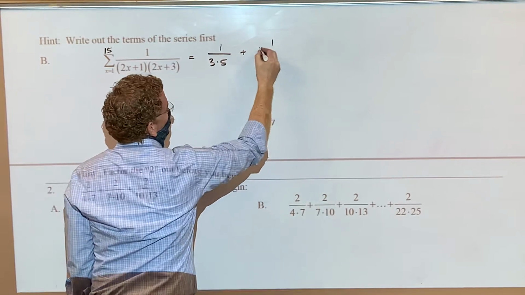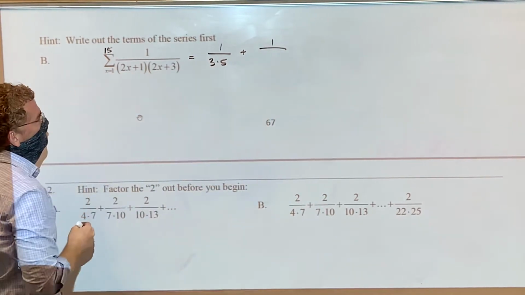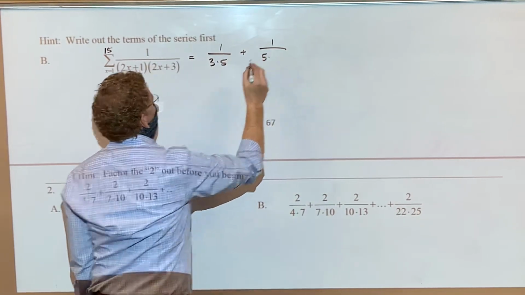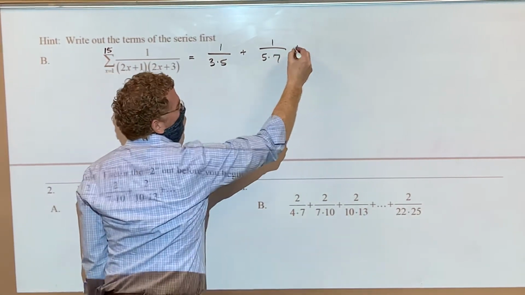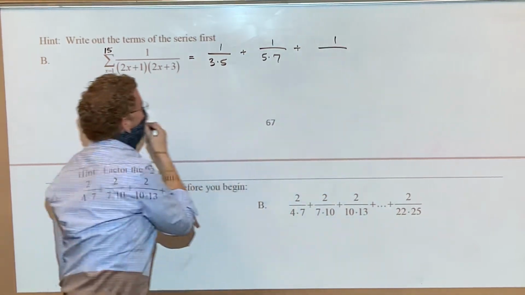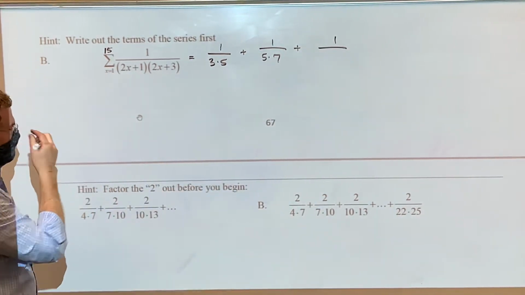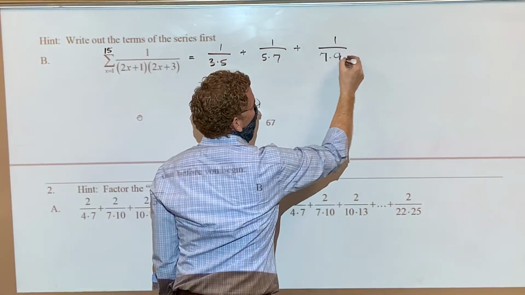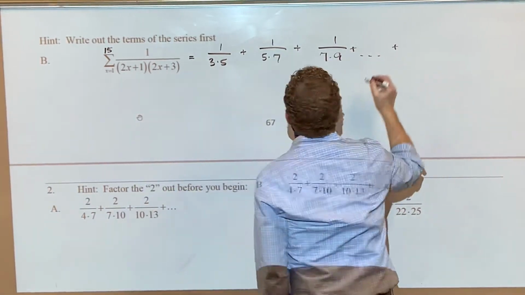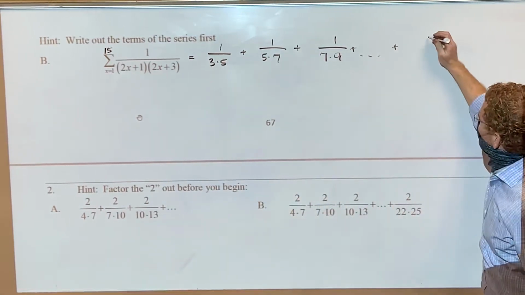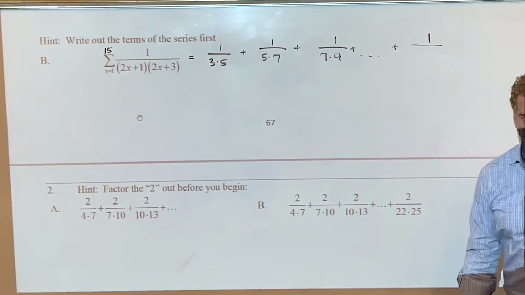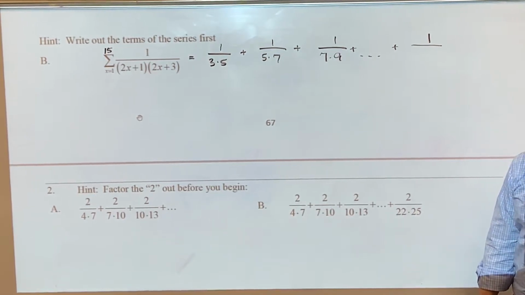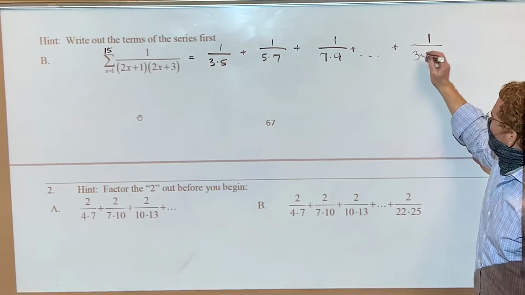All right, plug a 2 in, what do I get? 1 over 5 times 7. Plug a 3 in, what do I get? 1 over 7 times 9. And I'm going to keep doing that all the way until I plug a 15 in, which gives me 1 over 31 times 33.